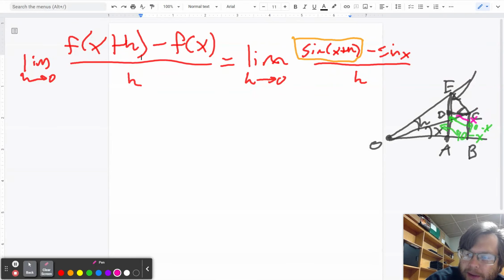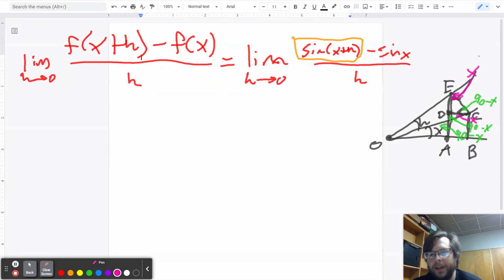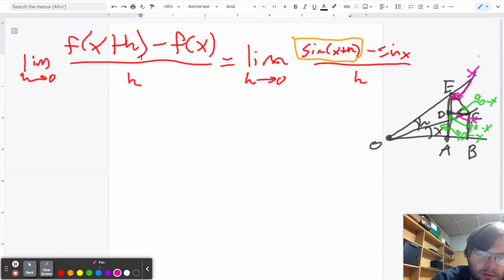Well, then I told you that I made a right angle at the point C. So that means on the other side is 90 minus x, and then that means up here at the top is x again. Okay, so that'll become important in a little bit, that we know that the top angle also has to be x. So let's write down what we know about sine of x plus h.